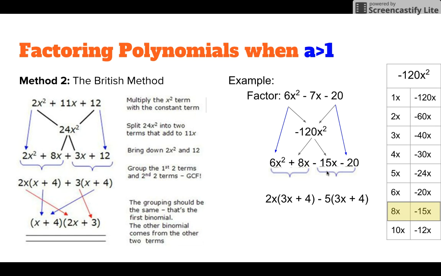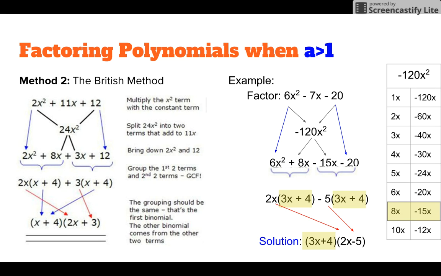In the second pair, this is actually a really good thing to look at. We have a negative 15x and a negative 20. So when we take out the GCF, we always want to try and take out the negative if we can. So in this case, our GCF is not just 5, but it is negative 5. So what's left again when we divide out the negative 5 is 3x plus 4. Our binomials are the same, so we'll use that binomial in our solution. 3x plus 4 comes down as part of our solution, and then we take the GCFs of both of these and make them our second binomial, 2x minus 5.